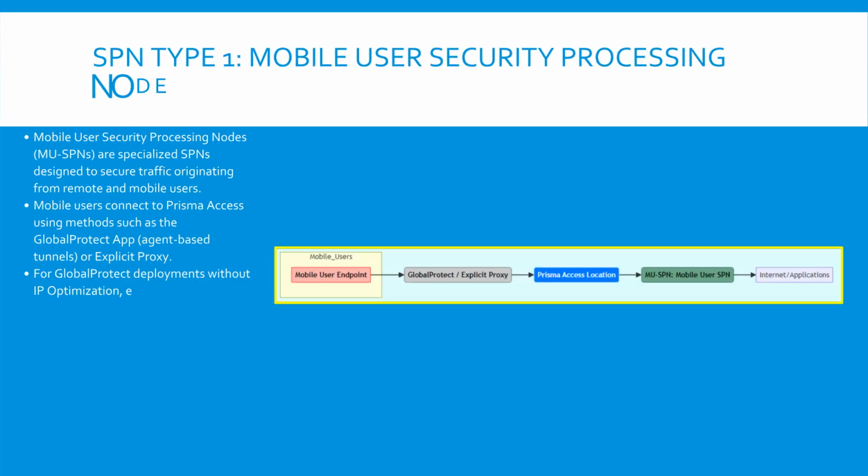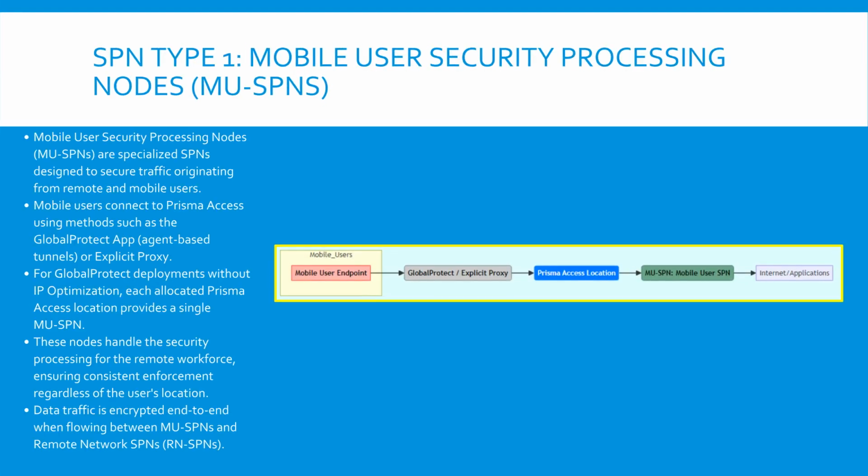The first specific type of node we are looking at is the Mobile User Security Processing Node, or MUSPN. As the name suggests, these nodes are dedicated to protecting users who are connecting remotely or on the go, often referred to as the mobile workforce. Mobile users typically connect to the Prisma Access infrastructure using either the Global Protect app, which creates an agent-based secure tunnel, or by redirecting their browser traffic through explicit proxy. The MUSPNs ensure that these mobile connections receive the same consistent and comprehensive security as users within a physical office.